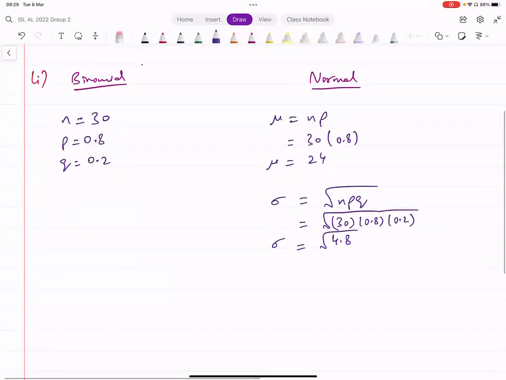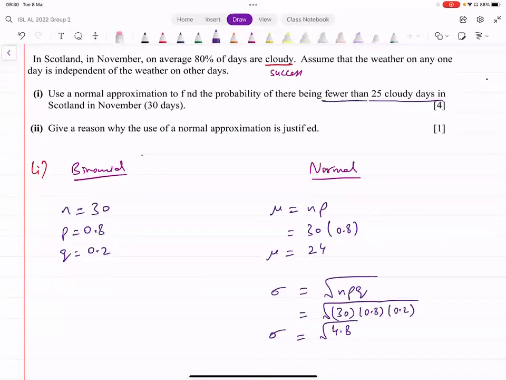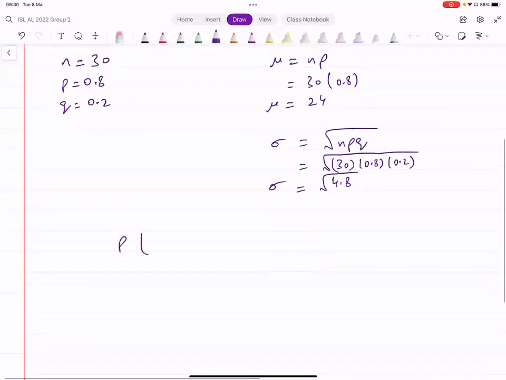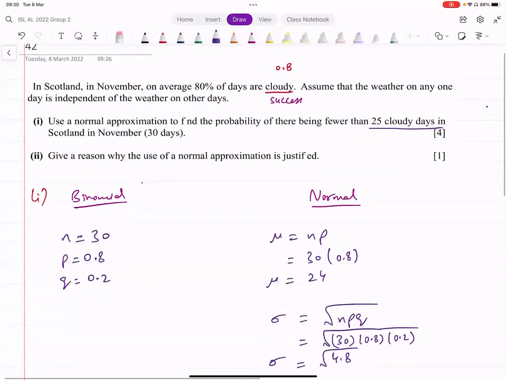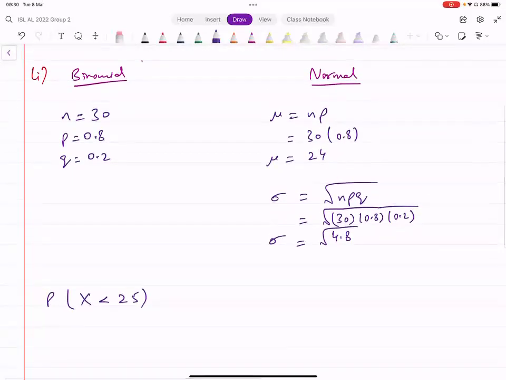So we've got the mean, we've got the standard deviation. Now what are we looking for? We want to find the probability of there being fewer than 25 cloudy days. So what do we have to find? Probability of x less than 25. That's what we're looking for. In the binomial we have x less than 25. What does x represent? Number of cloudy days, number of successes, right? X represents the number of successes. This is what you want to find out.